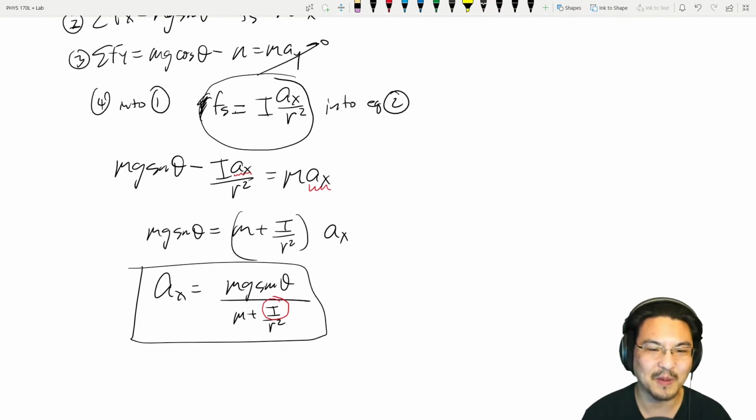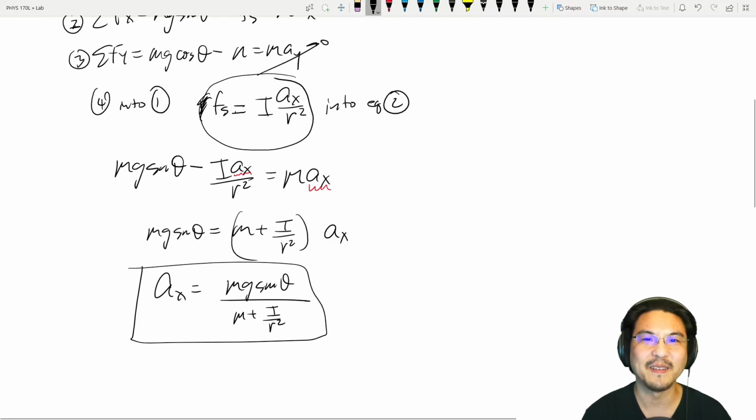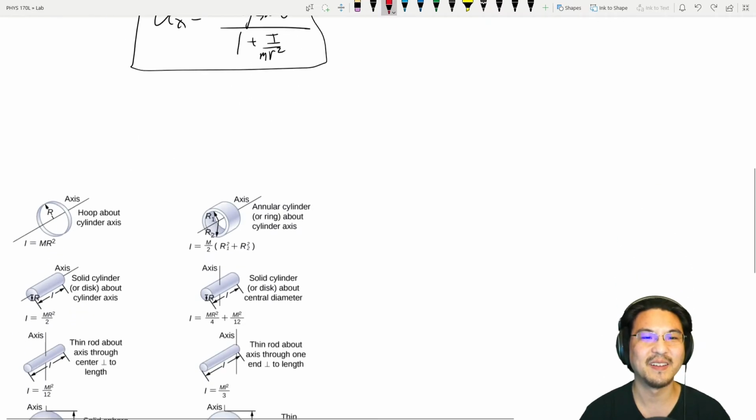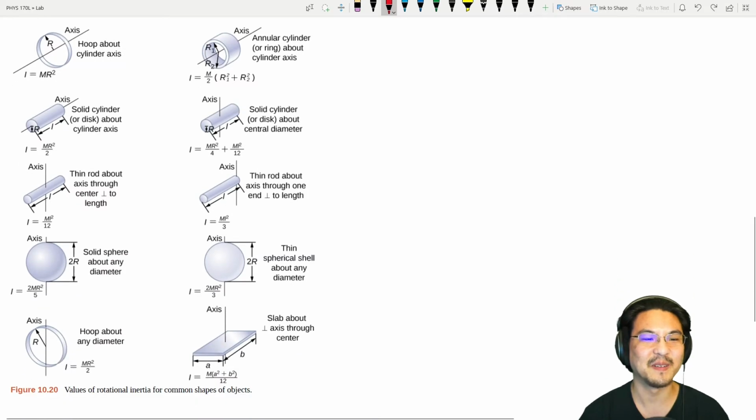Let me clean this up a little bit more. Let me divide numerator and denominator by mass. So that, and then over here. So let me clean that up. Okay. And then again, the moment of inertia is in the denominator, which means the larger it is, the lower the acceleration. So higher moment of inertia, slower acceleration.